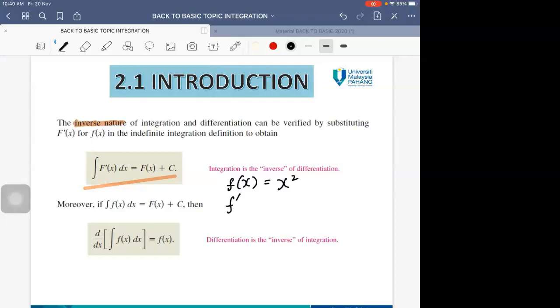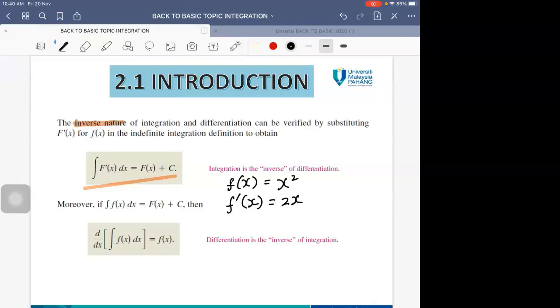Then you differentiate. Earlier you have learned how to differentiate. So differentiate x squared, f prime of x, what do you get? You should get 2x. Very simple. This is what happens in differentiation.